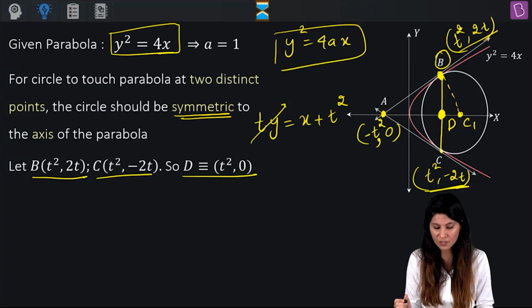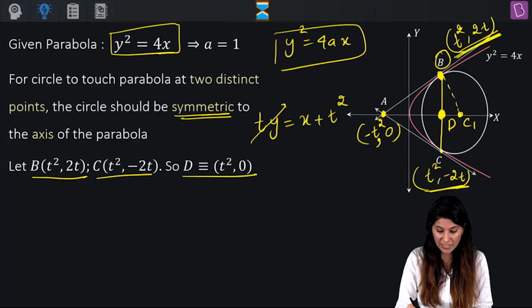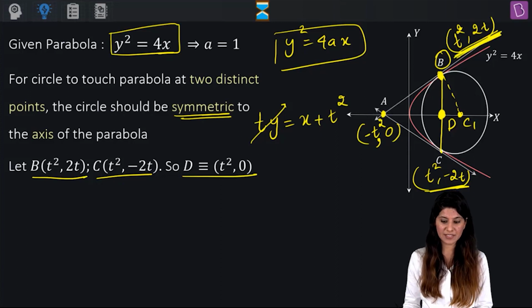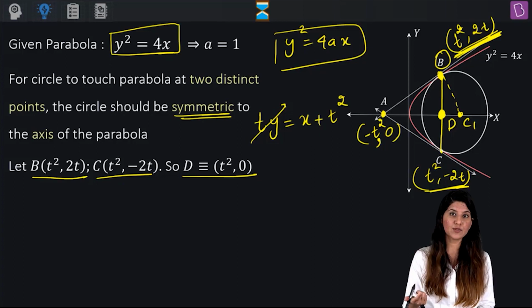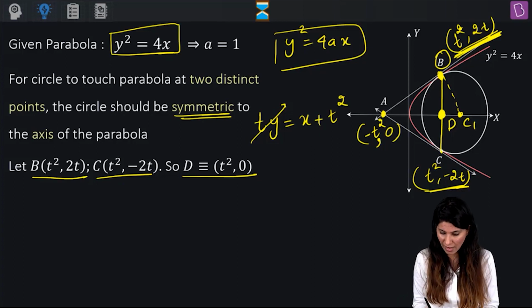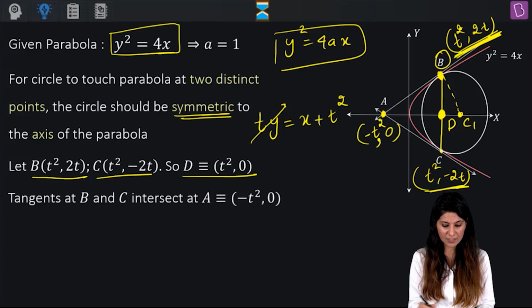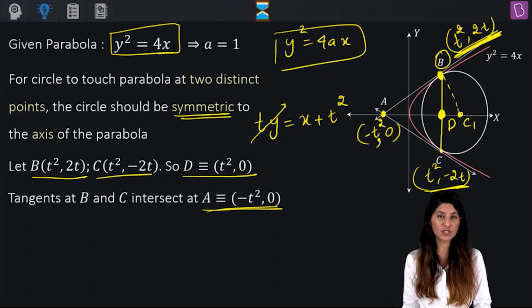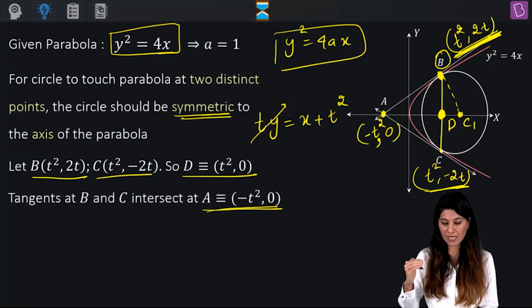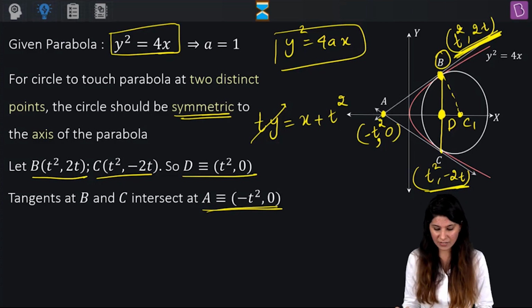So minus t square. At this point I'm trying to write the equation of tangent, and putting y equals to 0 will give me the x coordinate. So now you have A as well. Tangents at B and C intersect at A, which is minus t square comma 0. You have A, B, D, C. Now here comes the interesting part.